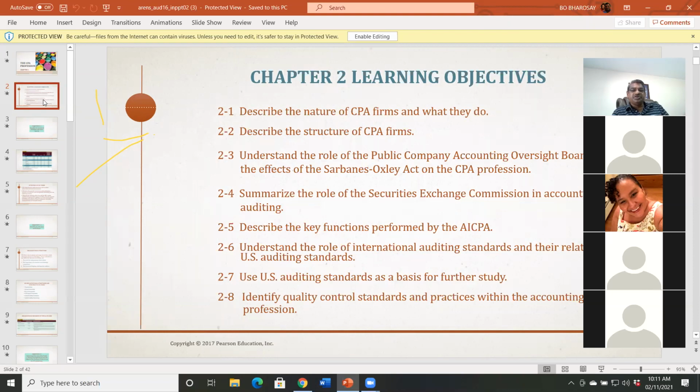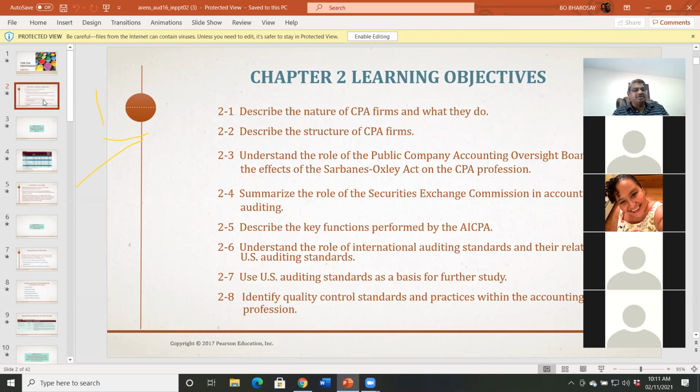We'll describe the structure of CPA firms. We'll understand the role of the Public Company Accounting Oversight Board and the effects of the Sarbanes-Oxley Act on the CPA profession. We'll talk about how this came about and why. We'll summarize the role of the Securities and Exchange Commission in accounting and auditing.